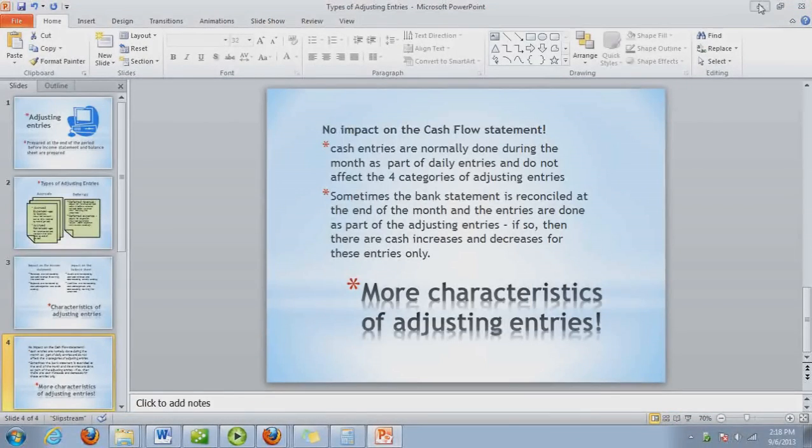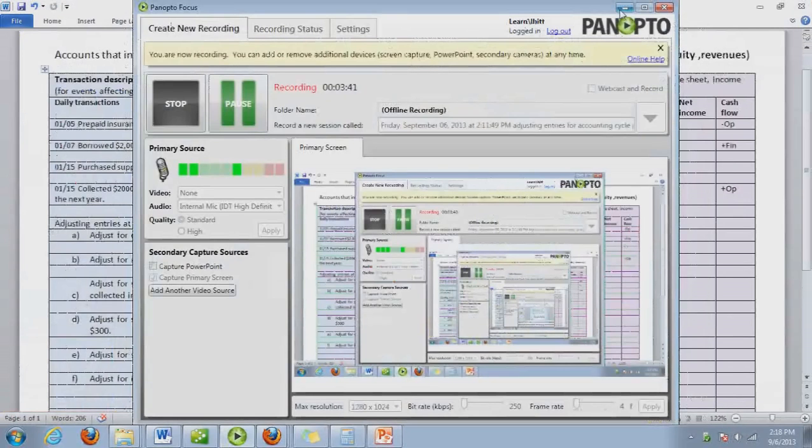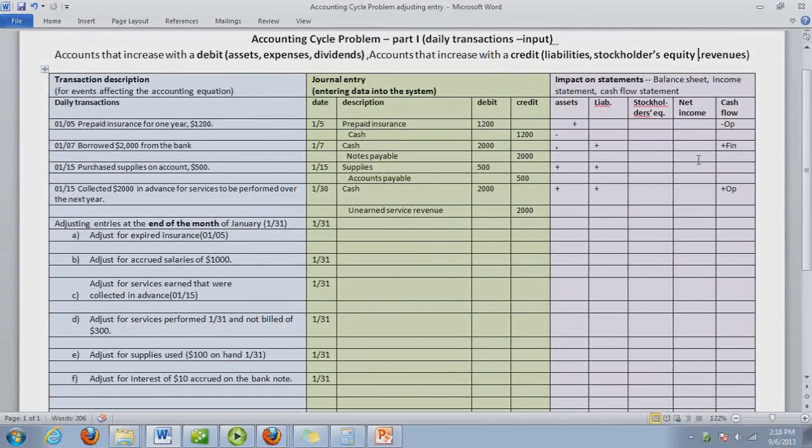So let's go to the problem that we started the other day, and I've kept the entries that we need to help us figure out the adjustments. We're going to look at the first one, which asks us to deal with expired insurance. If you remember, we did an entry up here for paying for an insurance policy for a full year in advance. So we used an asset approach and we set up prepaid insurance. Now we're being asked to adjust for that.